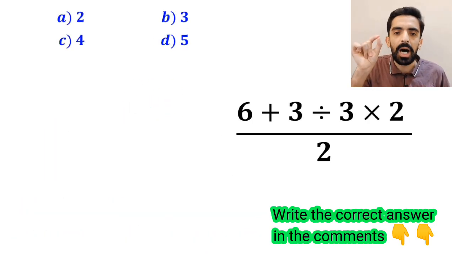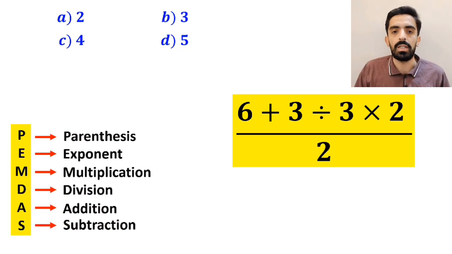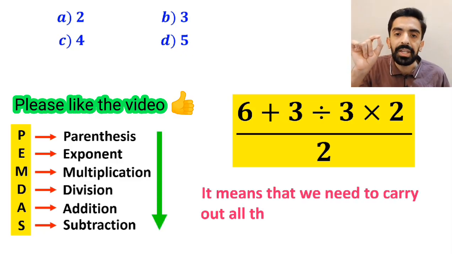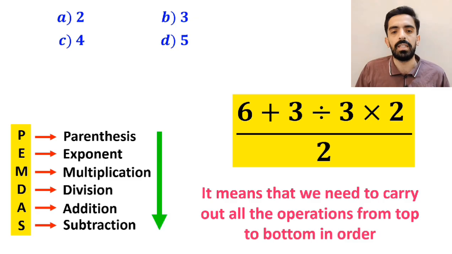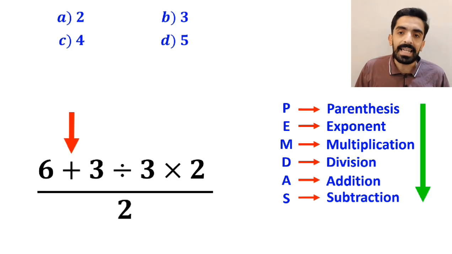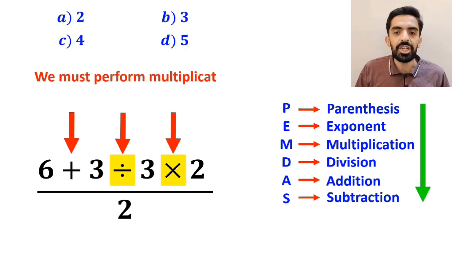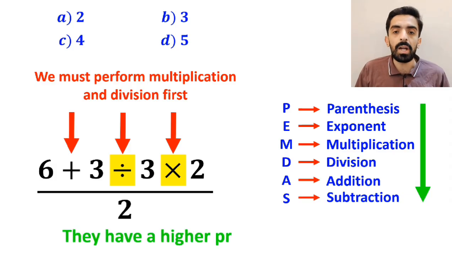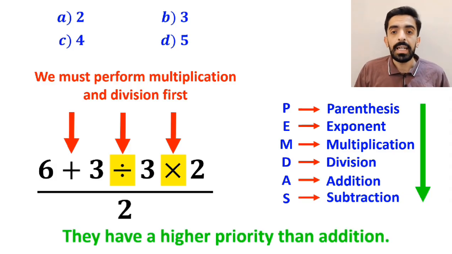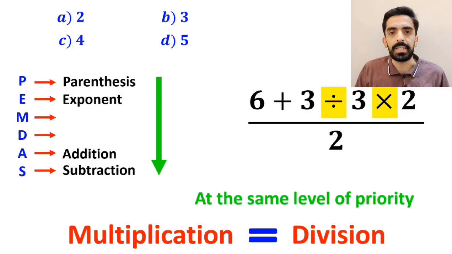Now let me walk you through step by step how to solve this expression properly. To solve this question, we must strictly follow the steps outlined by the PEMDAS rule. It means that we need to carry out all the operations from top to bottom in order. Alright, as you can see in the image, in the numerator of this fraction, we have an addition sign, then a division sign, and finally a multiplication. According to the PEMDAS rule, we must perform multiplication and division first because they have a higher priority than addition. However, it's very important to remember that multiplication and division are at the same level of priority.